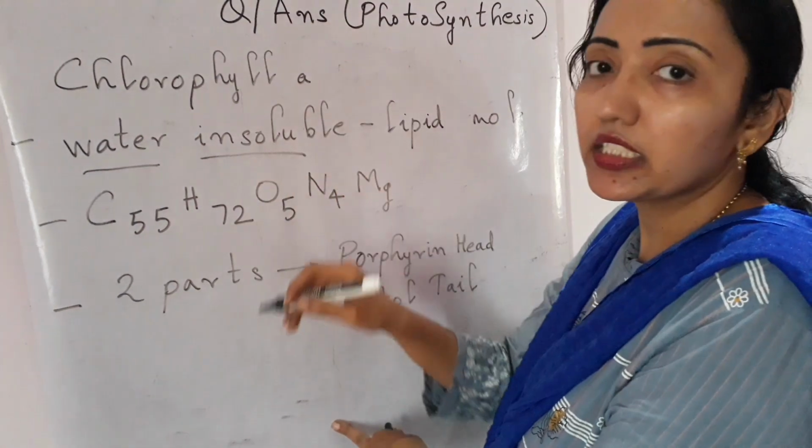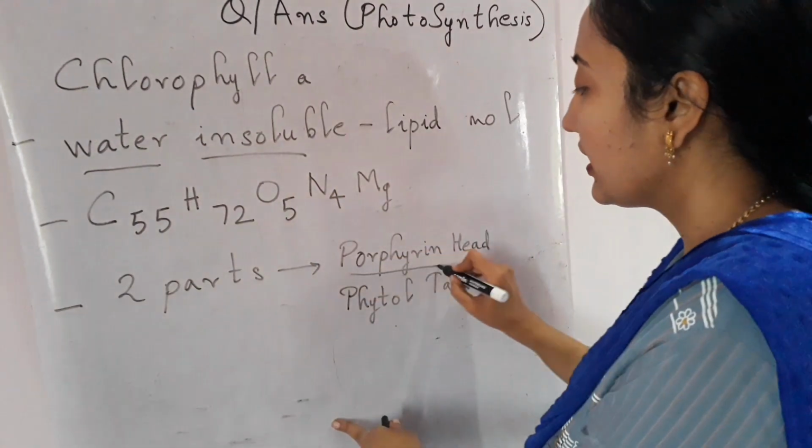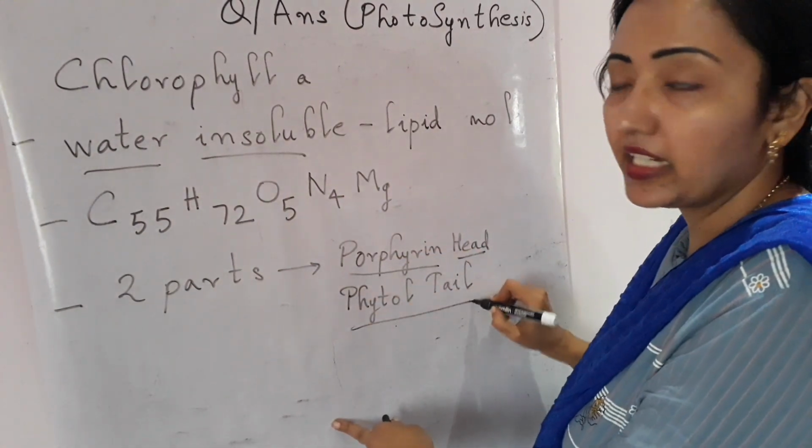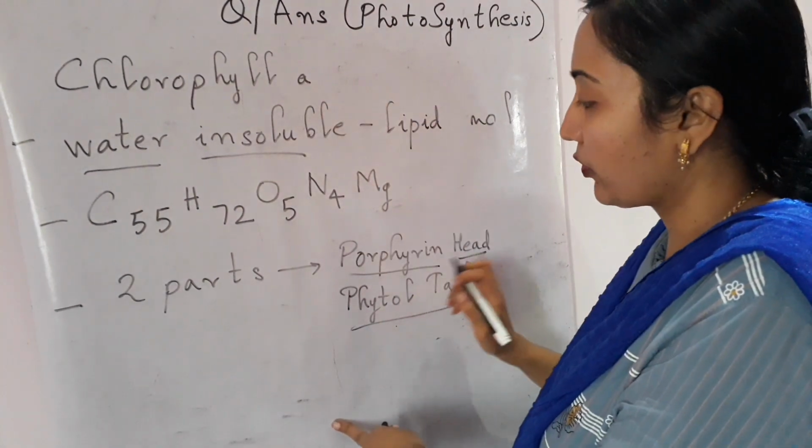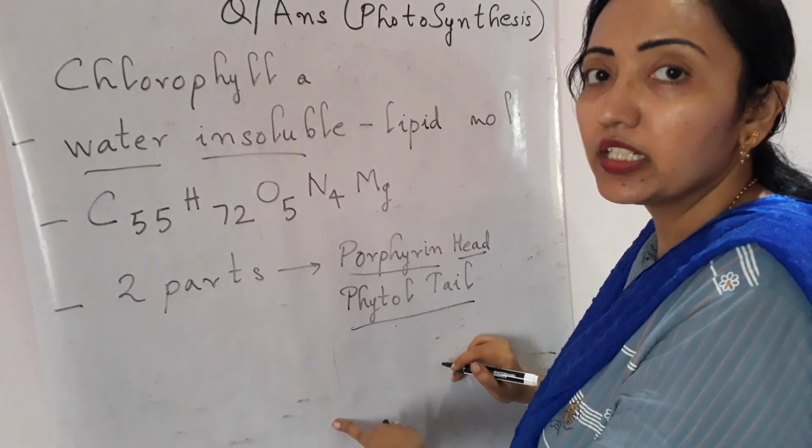Chlorophyll A has two parts in its structure: porphyrin head and phytol tail.